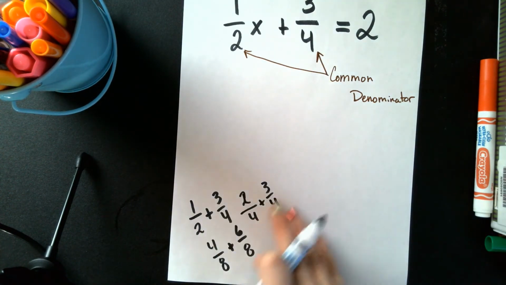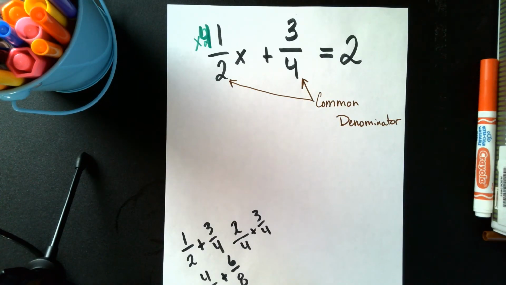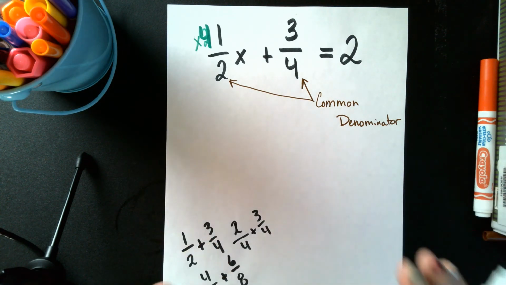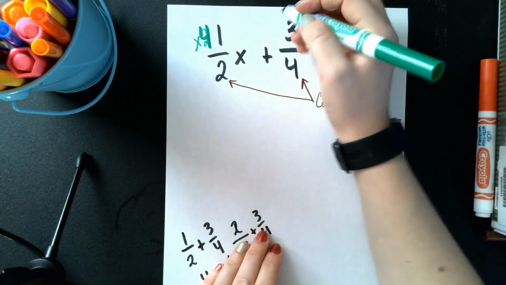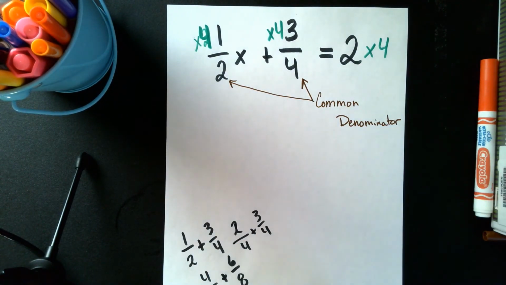Okay, so same thing up here. The common denominator between 2 and 4 is 4. Since I know the common denominator should be 4, I'm going to multiply everything by 4. And that's how these ones work. Find a common denominator and then multiply everything by that common denominator. So that gets multiplied by 4, that gets multiplied by 4, and that gets multiplied by 4.